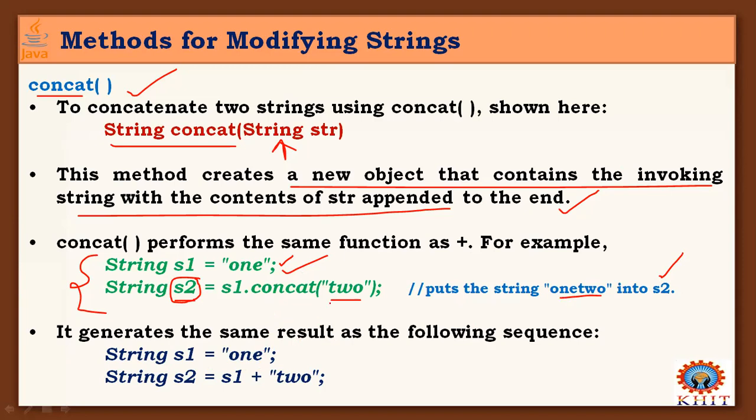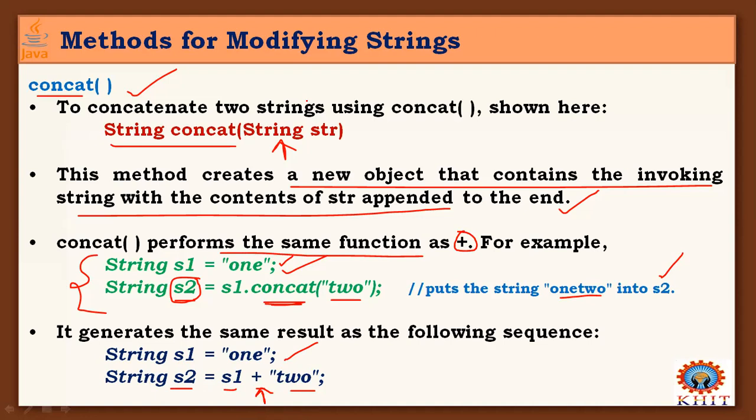Okay, but this is the same process performed by the plus operator, like this: string S1 equal to 1, S2 equal to S1 plus 2. And there is no need of calling this concatenate. You can directly use this operator. Okay, shall we see this in the program?